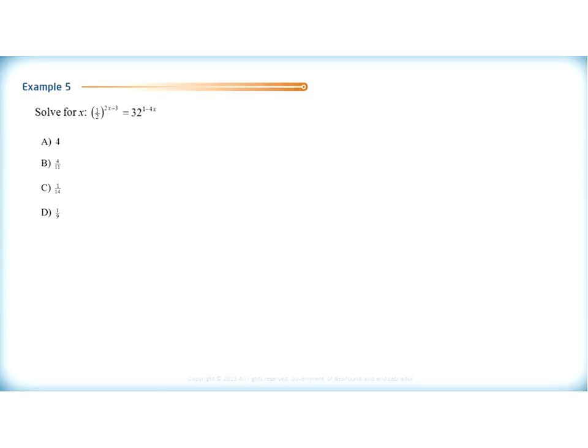I think I have one more example left, and then we're done. I got 1/2 to the 2x subtract 3 equals 32 to the 1 subtract 4x. Again, you want to think about like bases here. Think about the 1/2 and the 32. I'm going to rewrite both of them with a base of 2. Rewrite the 1/2 as 2 to the negative 1, first of all, to the 2x subtract 3. Rewrite 32 as 2 to the power of 5 to the 1 subtract 4x. I got 2 to the negative 2x plus 3 equals 2 to the 5 subtract 20x.